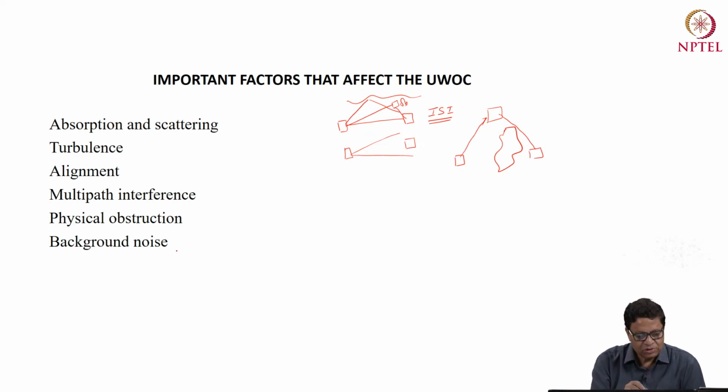The other issue which we need to worry about is the background noise. The background noise basically may come from solar radiation, which can go deep inside the water, and also black body radiation coming as a result of bioelements within the sea. That also is some sort of background noise for the receiver. So these are the factors which will affect underwater optical communication systems. So we'll study these factors in detail now.